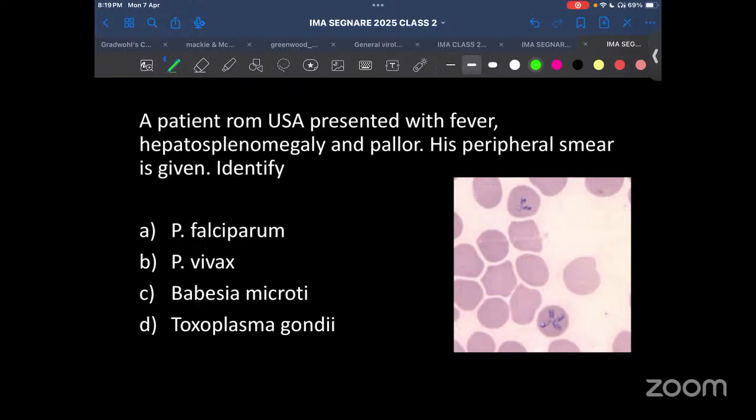Okay, so this is actually what you are seeing here. You are seeing here is RBC. And what is there inside the RBC? See this structure. This is actually a cross. This is Maltese cross appearance. And this is a feature of babesiosis, Maltese cross appearance, that is seen in babesiosis.